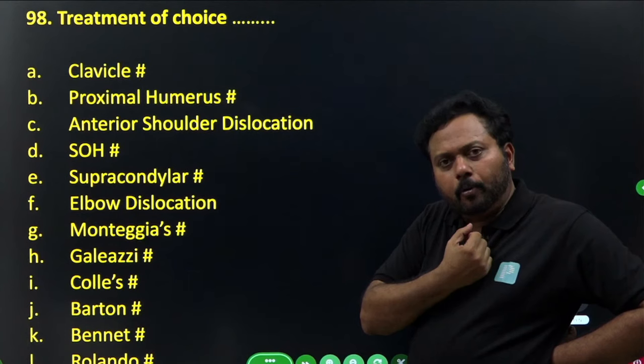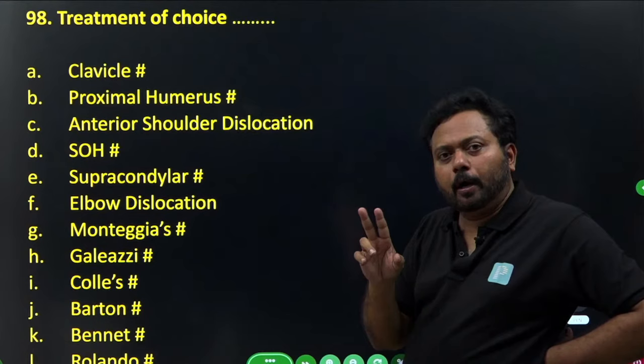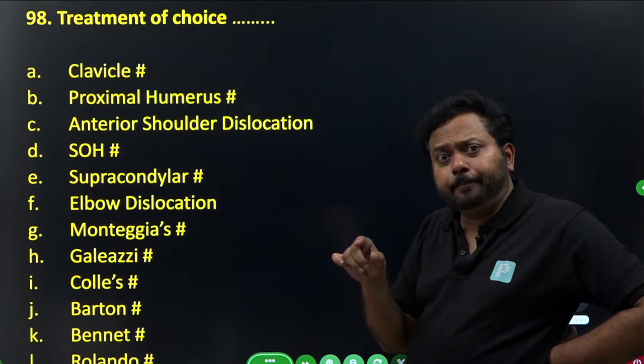Above elbow, long arm cast, in 110 degrees flexion. Gartland type 2: the fracture is complete but partially displaced; you reduce it and fix it with K-wire. Type 3: complete fracture, totally displaced; open reduction, internal fixation with K-wire.